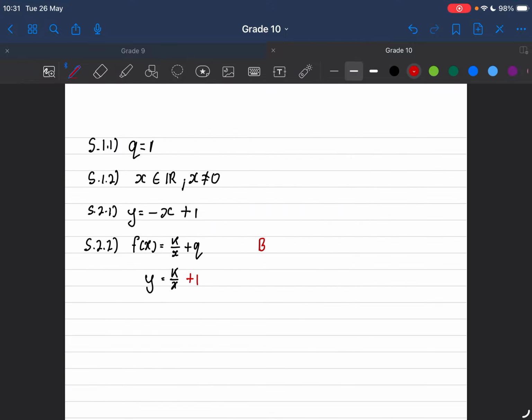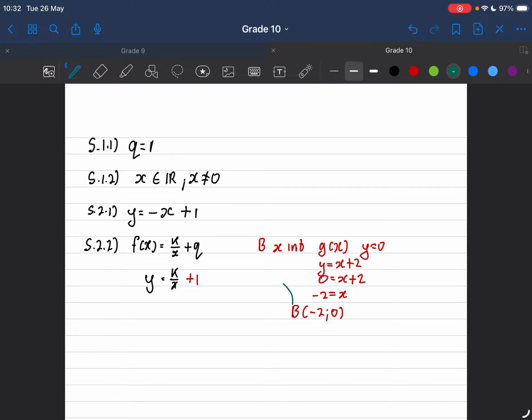So B is the x-intercept of my g of x. So we're gonna let y equal to 0, and the g of x function is x plus 2. So y is equal to x plus 2. So 0 is equal to x plus 2. X is equal to negative 2. So my coordinate for B now is going to be negative 2 and 0.